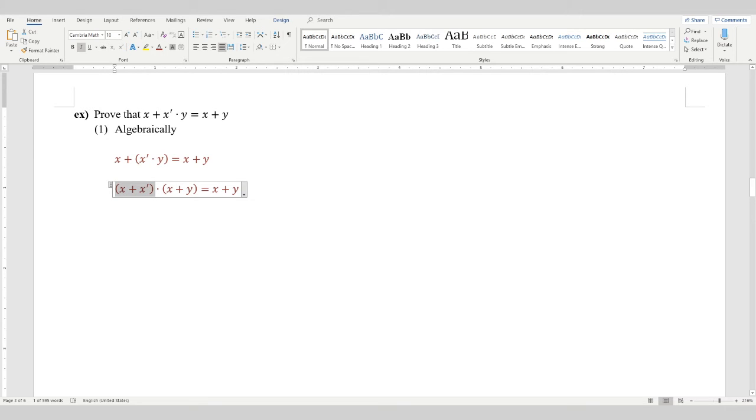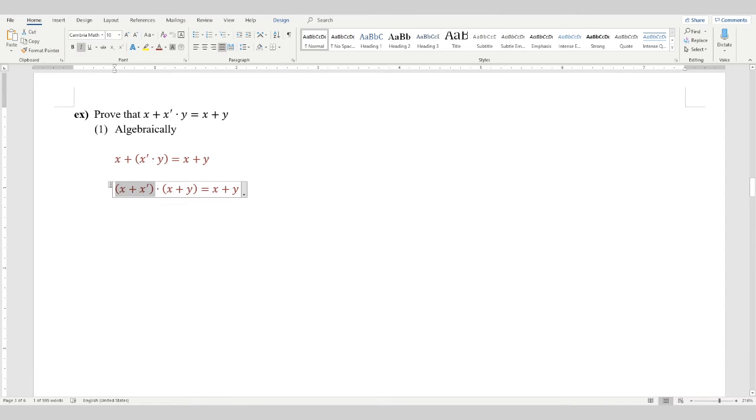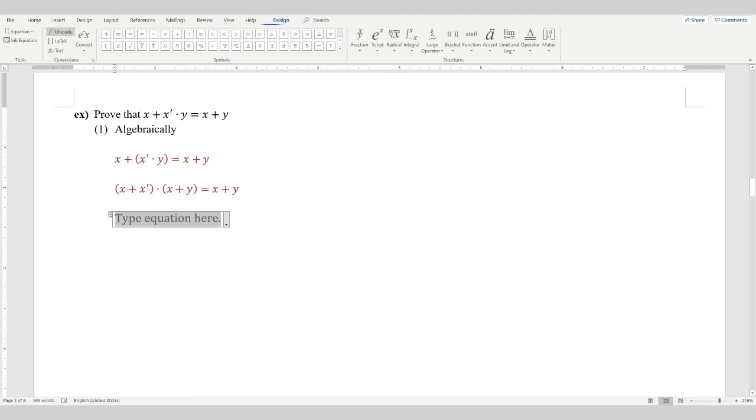We have x plus x complement. Again, without thinking too much about what that means, we can go back to our list. X plus x complement is somewhere here. Yeah, the complement property: x plus x complement is 1. So we can replace this with 1. So that becomes 1 times x plus y equals x plus y.